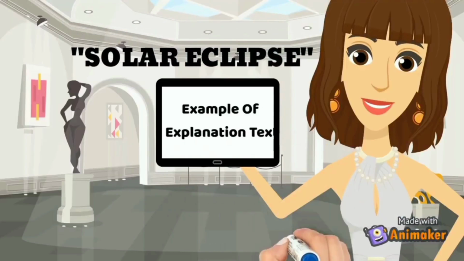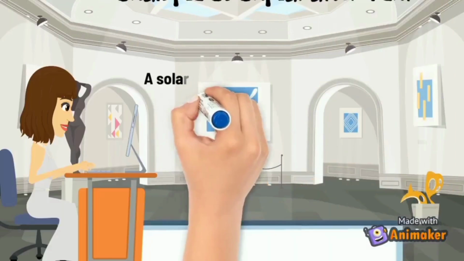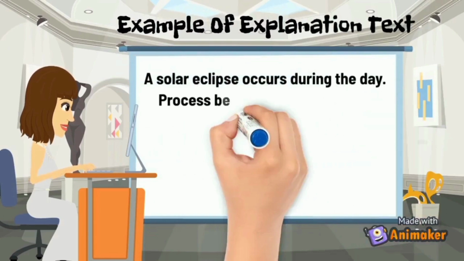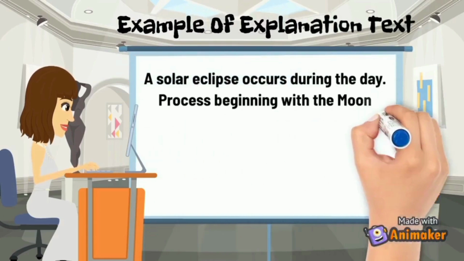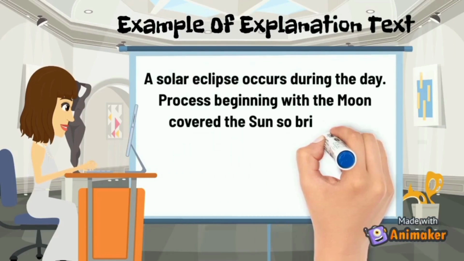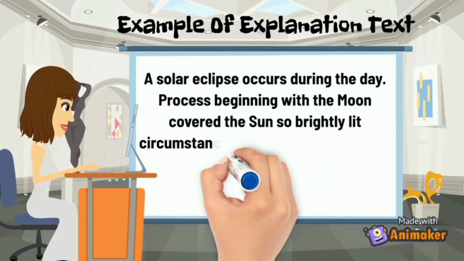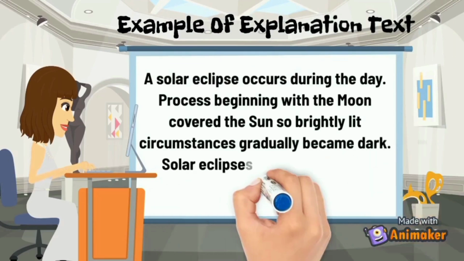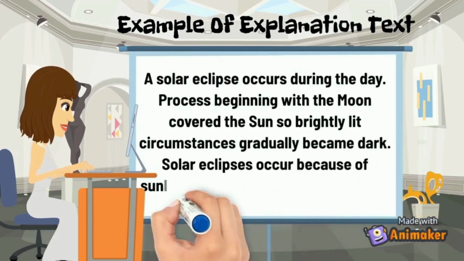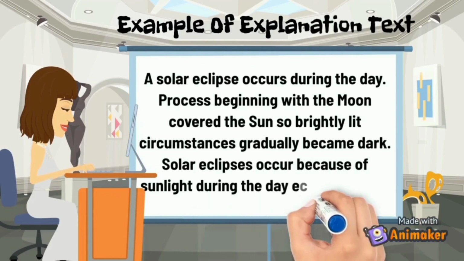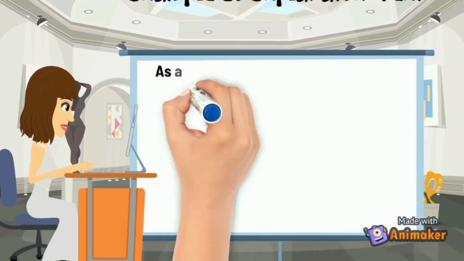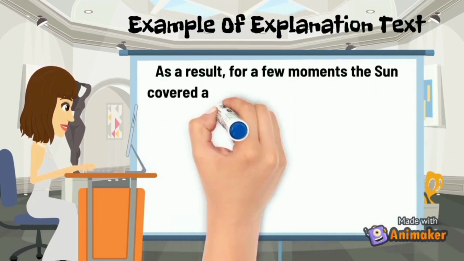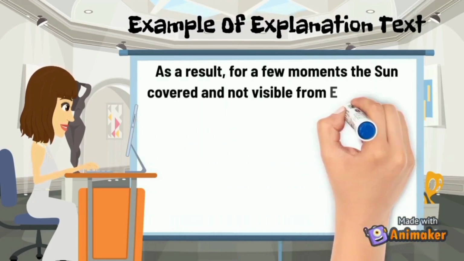Example of explanation text. A solar eclipse occurs during the day, a process beginning with the moon covering the sun, so the brightly lit circumstance gradually becomes dark. A solar eclipse occurs because sunlight during the day is eclipsed. As a result, for a few moments, the sun is covered and not visible from Earth.